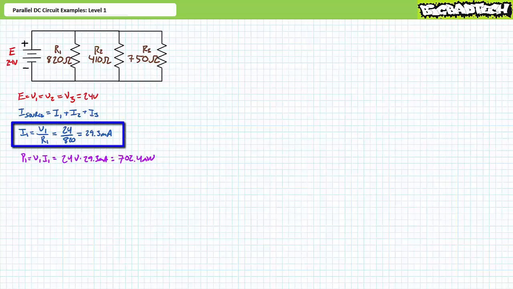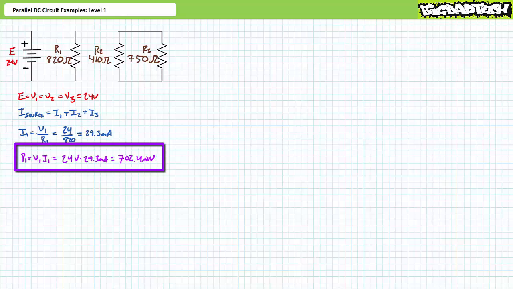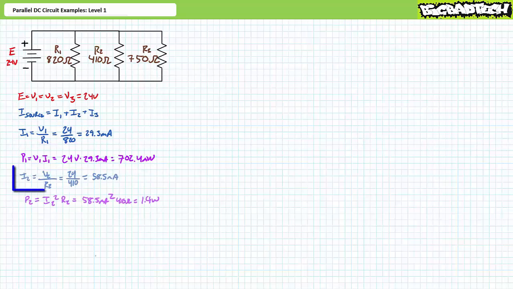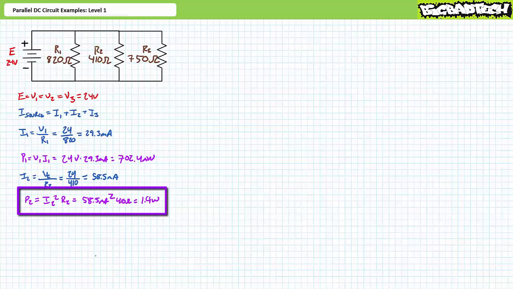I1 equals V1 over R1. Substituting our given values yields 29.3 milliamperes of current. P1 equals V1 times I1. Substituting our given values yields 702.4 milliwatts. Similarly, I2 equals V2 over R2. Substituting our given values yields 58.5 milliamperes. P2 equals I2 squared times R2. Substituting our given values yields 1.4 watts.